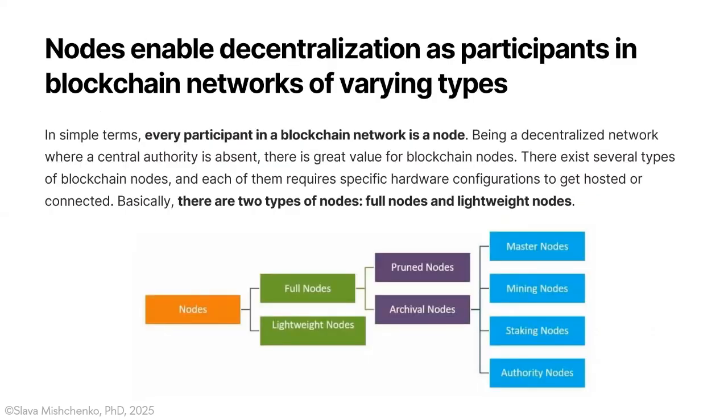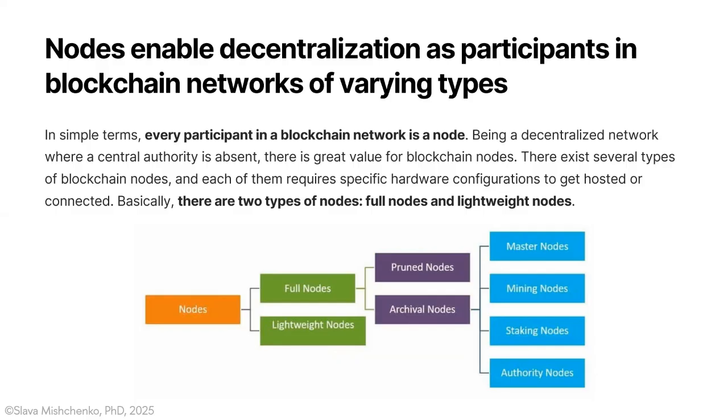Now, let me expand on the different types of nodes by walking you through this hierarchical diagram. It's a fantastic visualization of how nodes are organized in a blockchain network. So, starting from the left, we have two main categories: full nodes and lightweight nodes, which I mentioned earlier. But let's dive deeper into these branches. Under full nodes, we have two specialized types, like prune nodes and archival nodes.